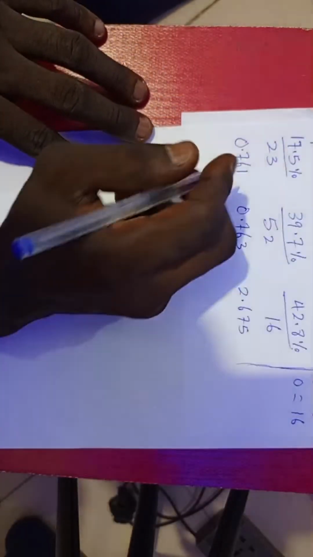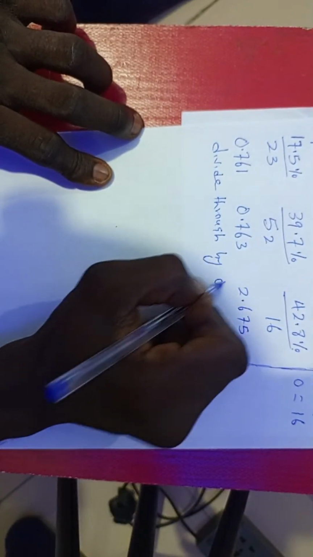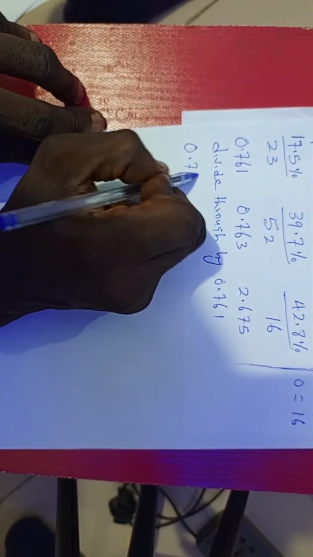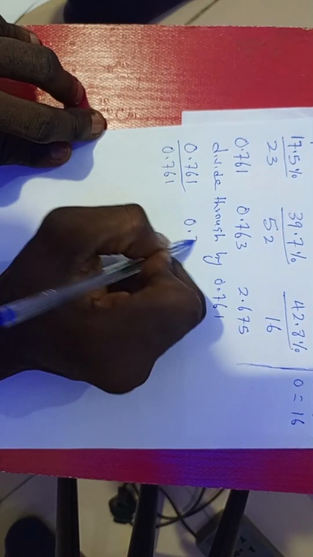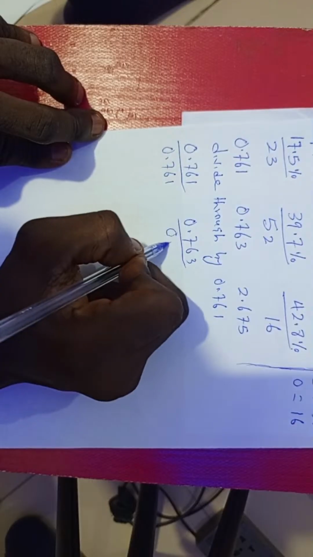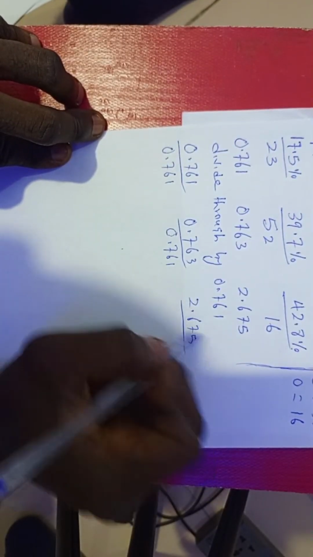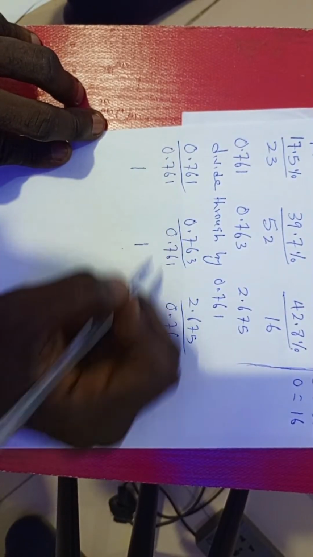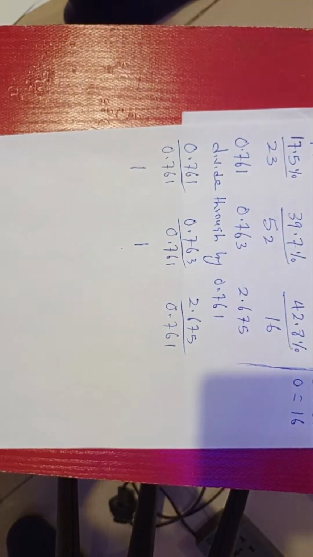So, like saying divide through by 0.761. That will give me 0.761 over 0.761, 0.763 over 0.761, and 2.675 over 0.761. So this will give us 1, this will give us 1. What would this give us? The last one will give us what?